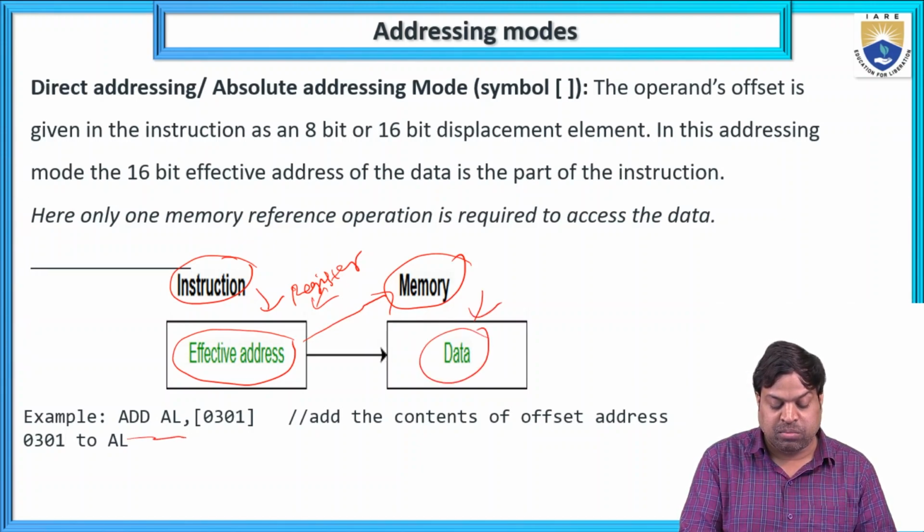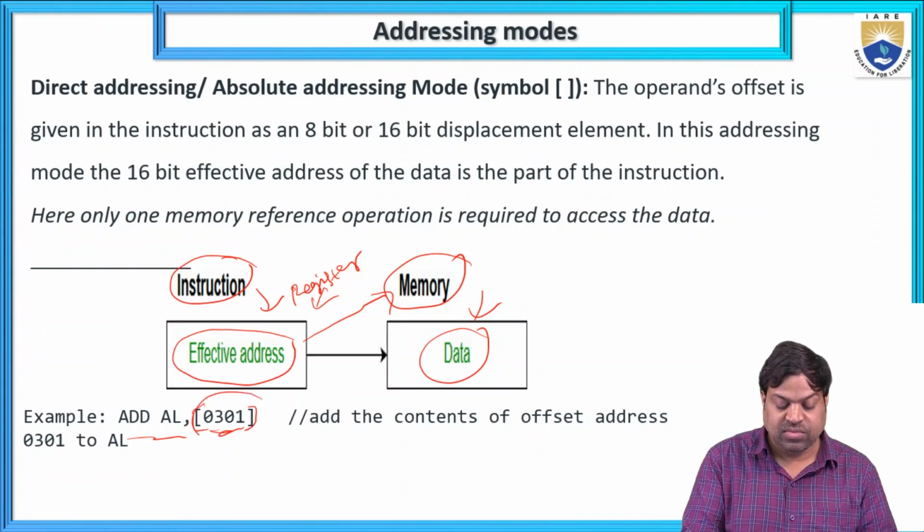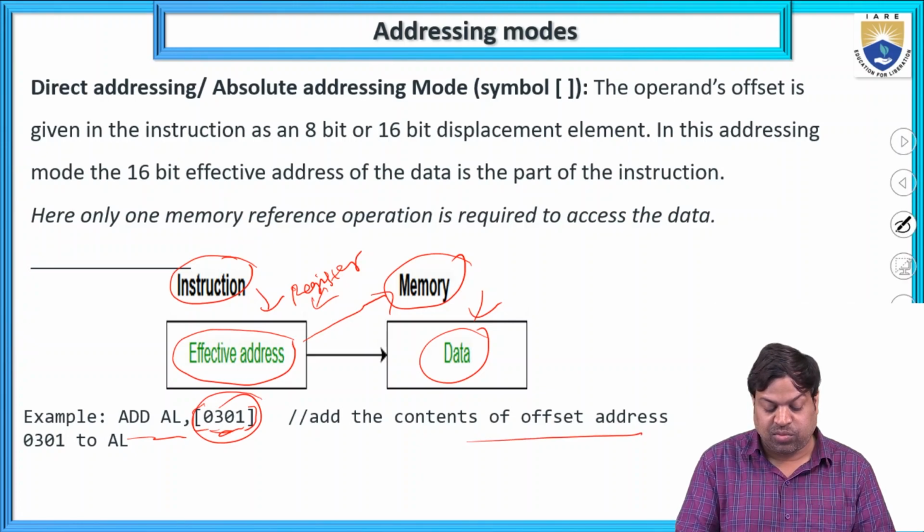Example: ADD AL, [0301]. That means in this address, the value is 0301. The content of the offset address 0301 is added to AL.